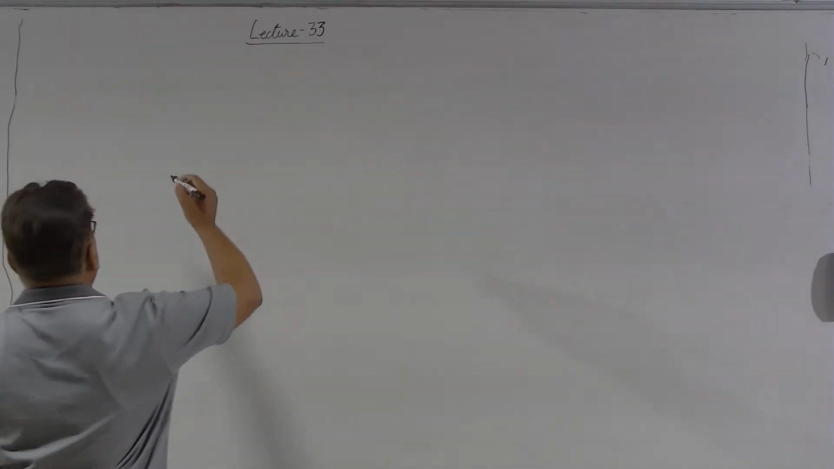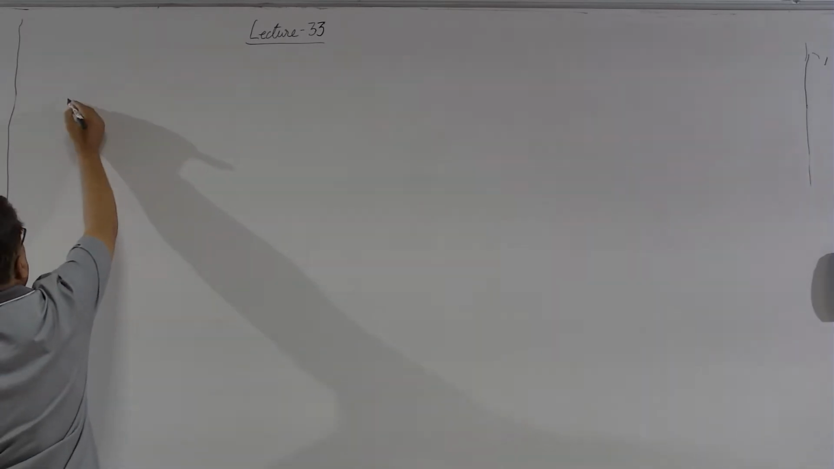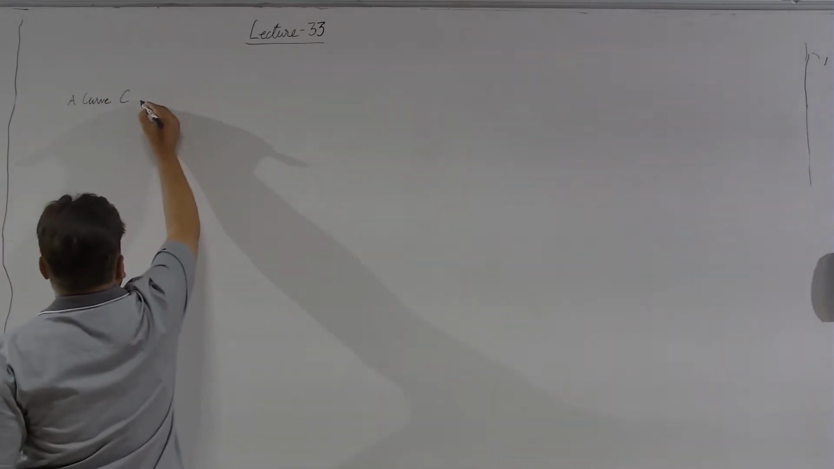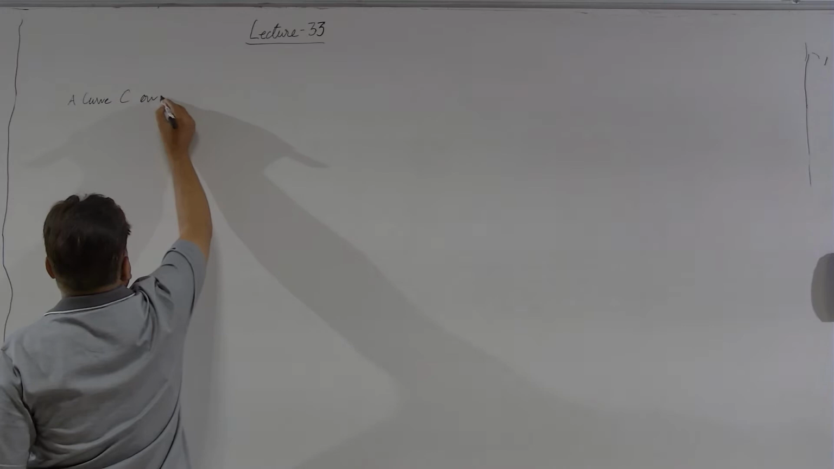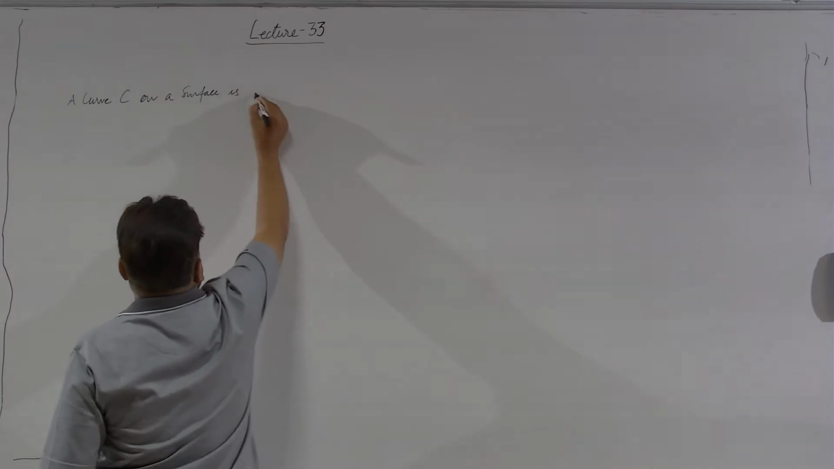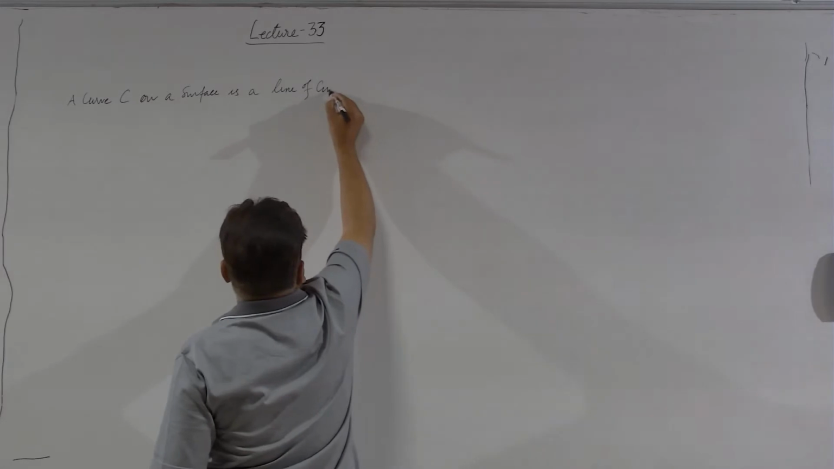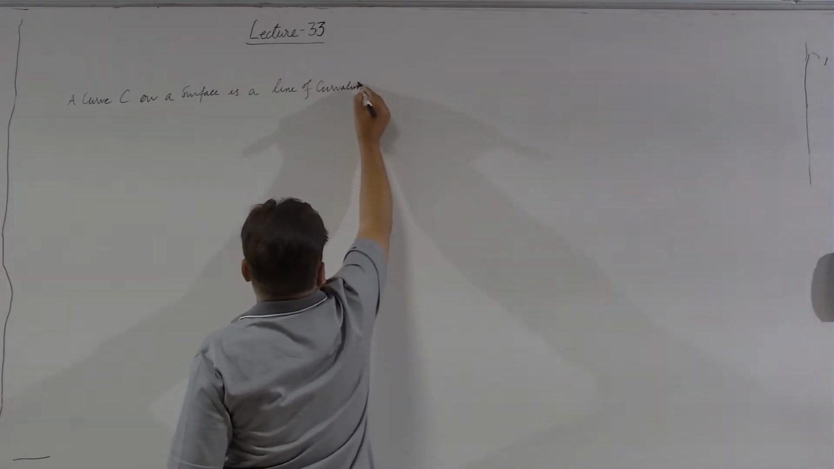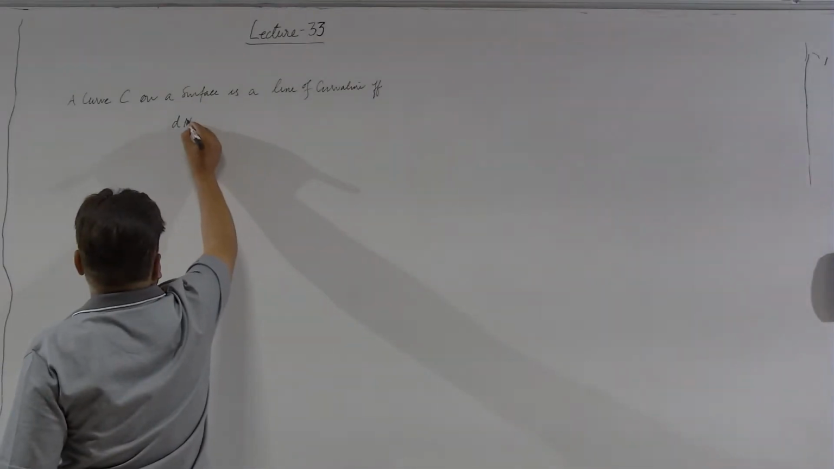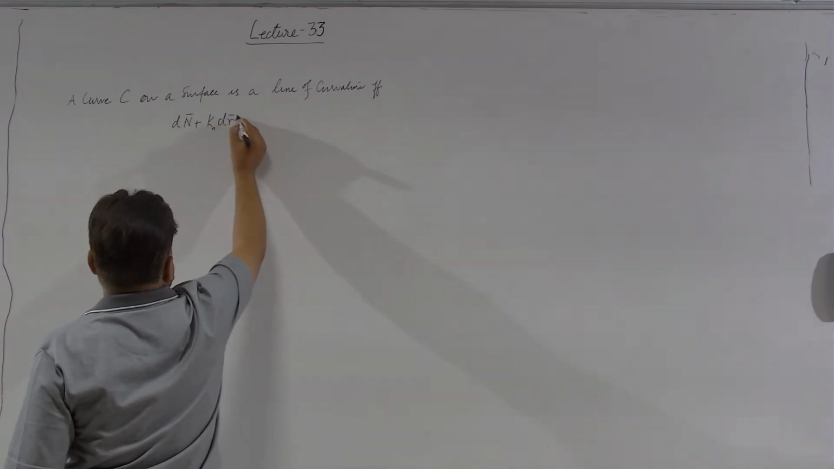can put the condition as a curve C. I am stating the same condition. So, a curve C is on a surface a line of curvature if and only if this condition dn plus k dr equal to 0.